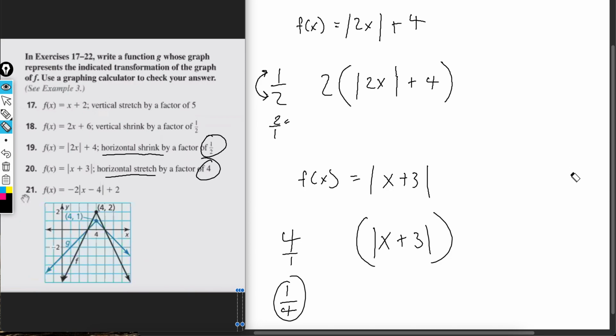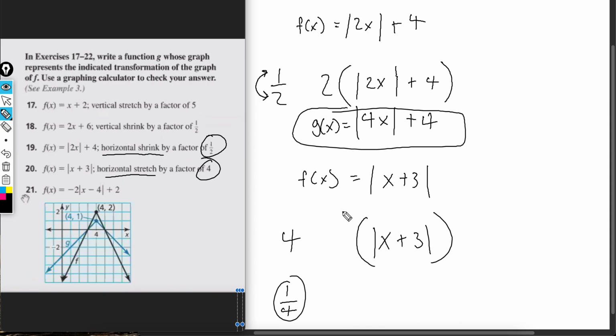Sorry, my eraser starts to lag on me. So we established that. There we go. That's good enough. So 1/2 just became 2. What's 2 times 2? 4x. I'm going to leave the absolute values. Plus 4? Yeah, plus 4. This guy stays the same, by the way. We're only doing this to the x. It only happens to the x. So g of x equals this. That's it. Let's try this one.